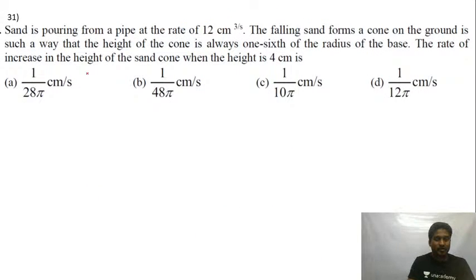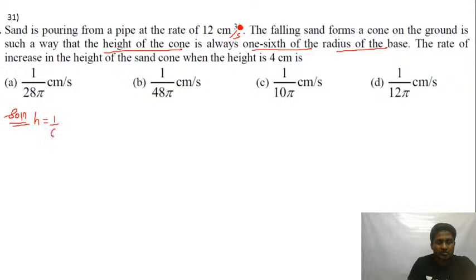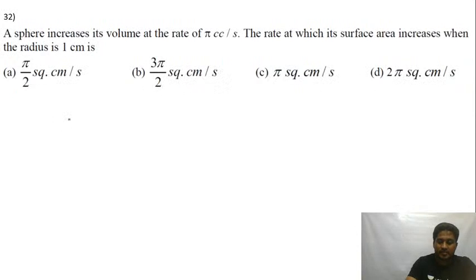Question number 31. Okay, now listen. Sand is pouring from a pipe at the rate of 12 centimeter cube per second. The falling sand forms a cone on the ground in such a way that height of the cone is always 1/6 of the radius of the base. So it's given in the question that H is equal to 1 by 6 into R.